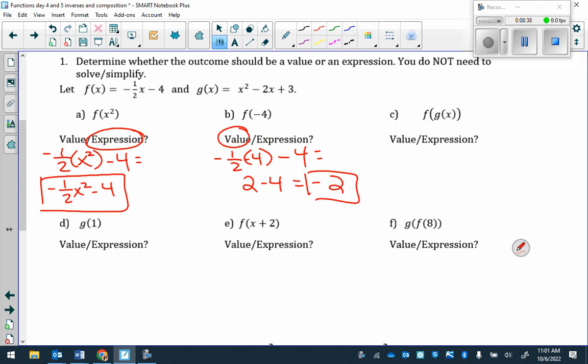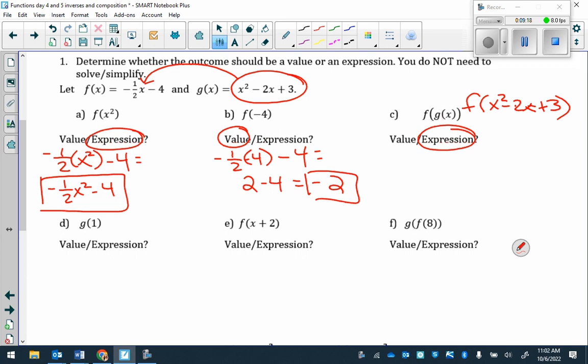Okay, so here's where you have composition of functions. Okay, it's f of g of x. So that means we're taking this whole g of x function and substituting it into the x of the f function. So are we going to end up with a value or an expression? Expression. Okay. So if I wanted to rewrite this, it would be f of x squared minus 2x plus 3. Okay, I just replaced g of x with the g of x actual function.